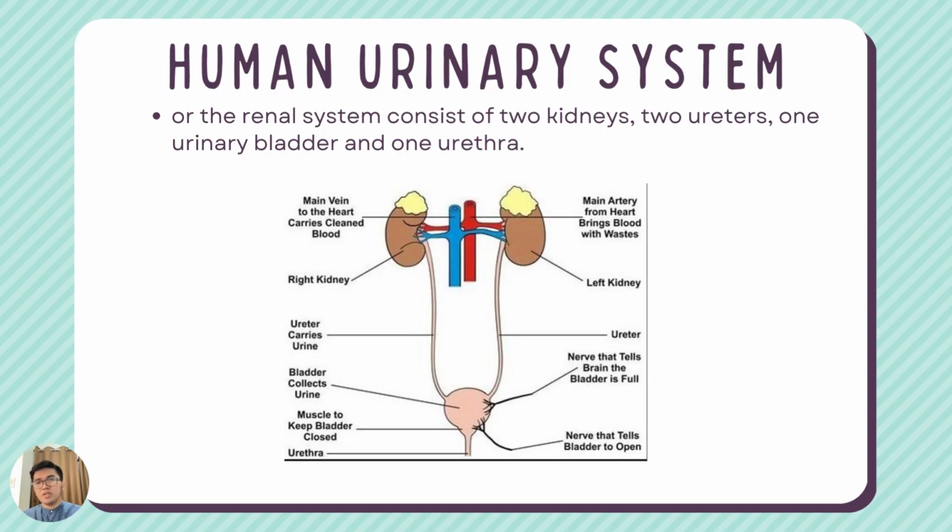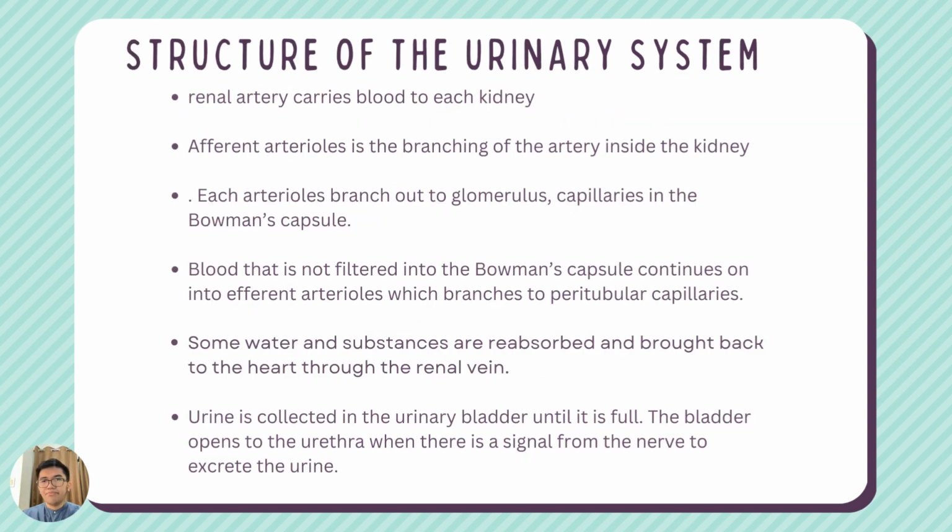Next, we're gonna move to the human urinary system, or the renal system, which consists of two kidneys, two ureters, and one urinary bladder and one urethra. Next, we're gonna move to the structure of the urinary system. So basically, this is the collection of the urine, and it's collected in the urinary bladder until it's full. The bladder opens to the urethra when there is a signal from the nerve to excrete the urine.